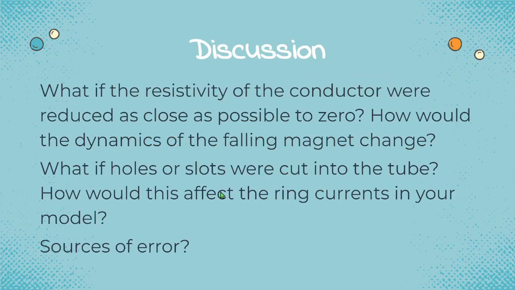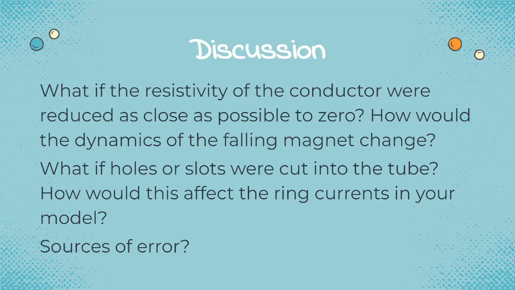What if the resistivity of the conductor were reduced as close as possible to 0? How would the dynamics of the falling magnet change? Due to the equation I equals V over R, reduced resistance will increase the current. This would cause the magnet to fall even slower because it will take less time for the magnetic force to equal the gravitational force.